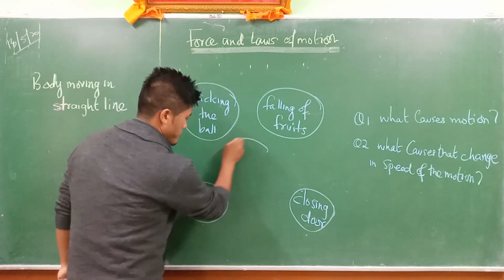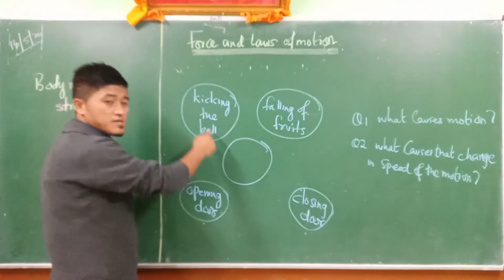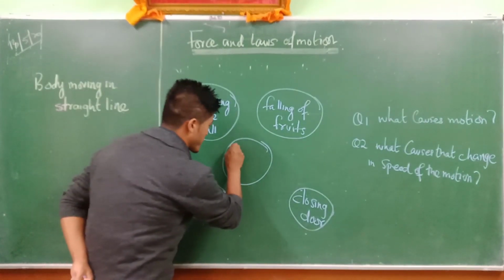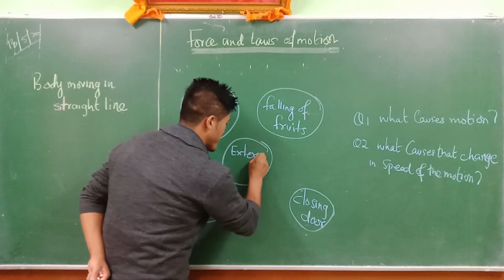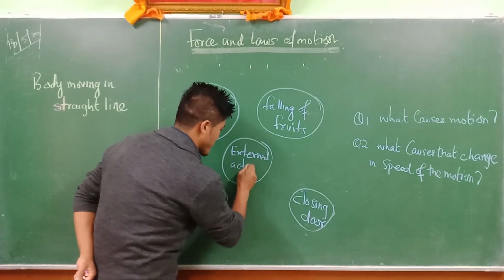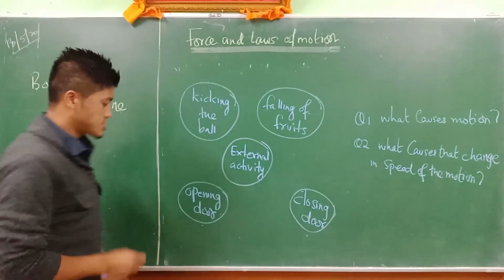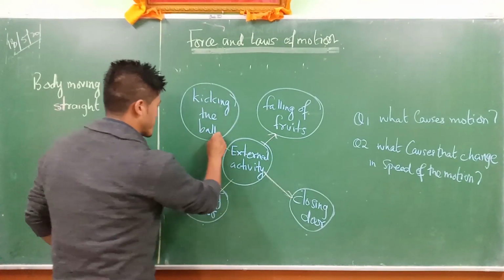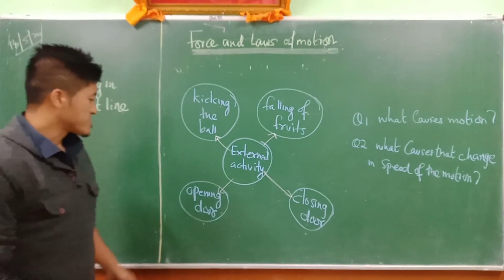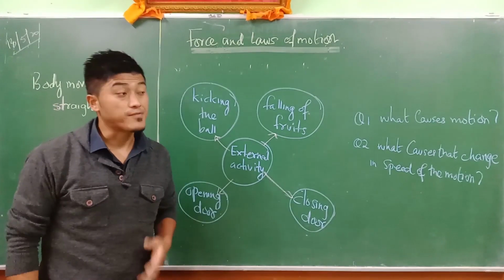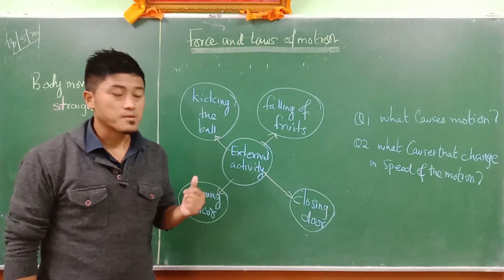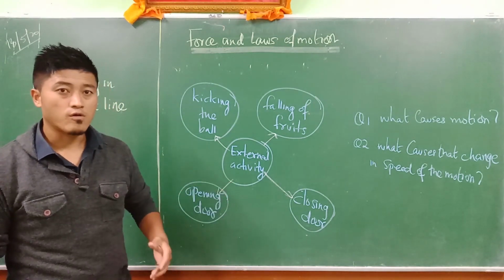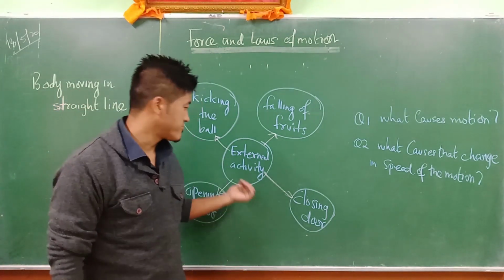So now we know that falling of fruits, kicking the ball, opening of door, closing of door, all these are influenced by some external things, external activity. Understand? For example, I cannot open the door just by thinking that this door should open, because in order to open the door, I have to do some external things there, right? In order to close the door, I also have to do some kind of external activities, right?